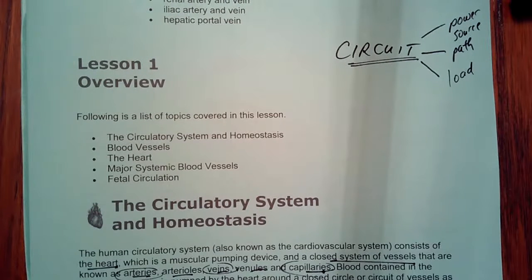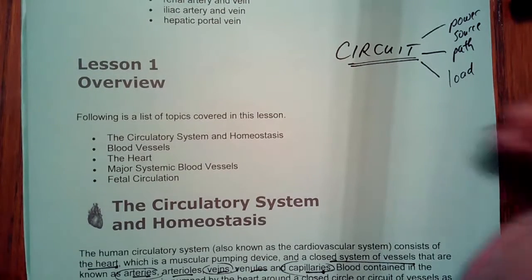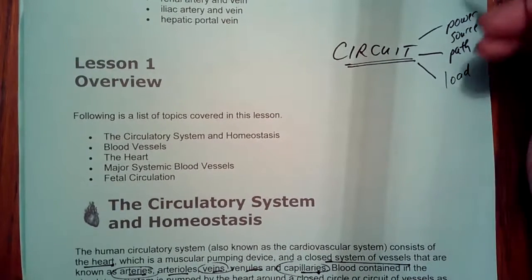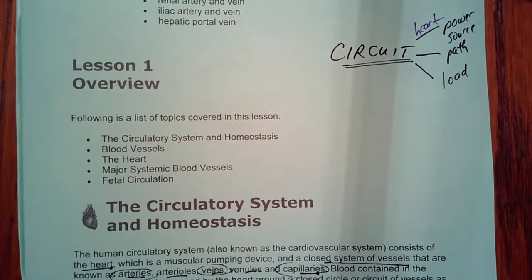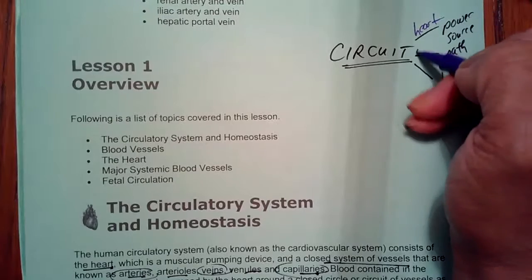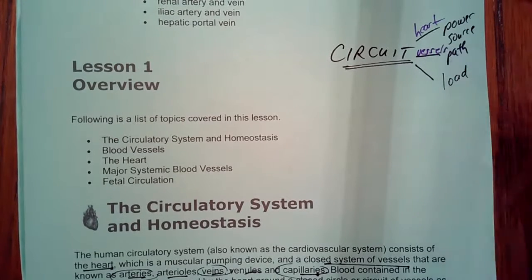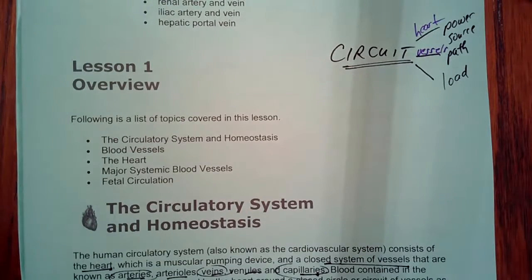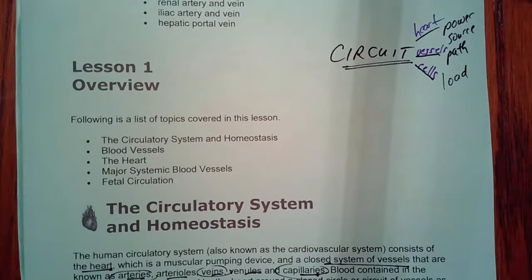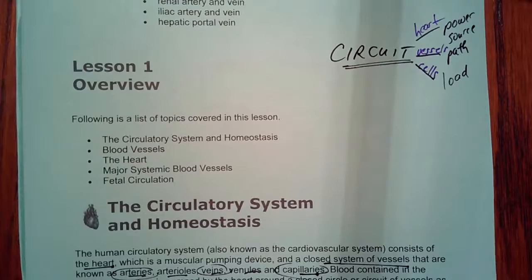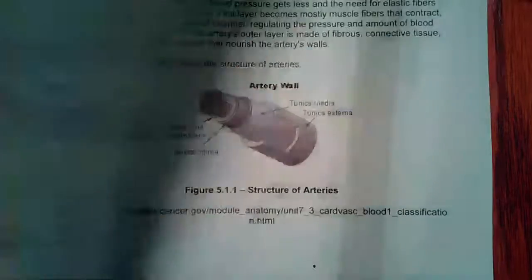If you take a look at the circulatory system, it really is just like a circuit. You have a power source. In this case, the pump will be the heart, and then you have the path, which would be the vessels, the arteries, the veins, and the capillaries, and the load are the cells. And of course, what runs within the vessels is the blood carried by the blood vessels.